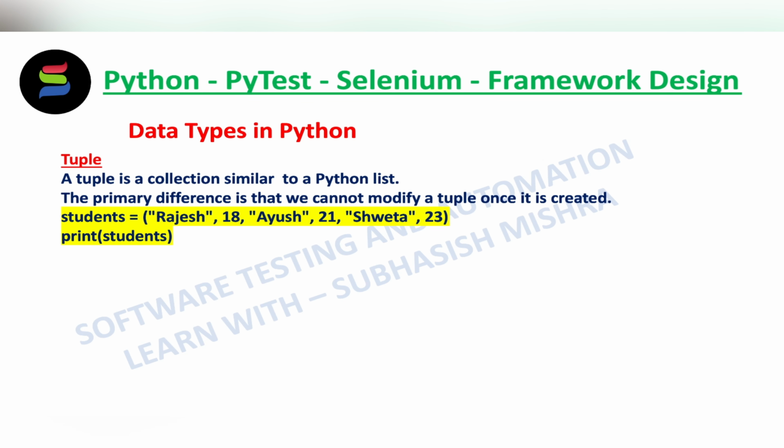So what we learnt in this lecture: a tuple is a collection similar to a Python list. The primary difference is that we cannot modify a tuple once it is created. Okay, so that's all for this lecture.